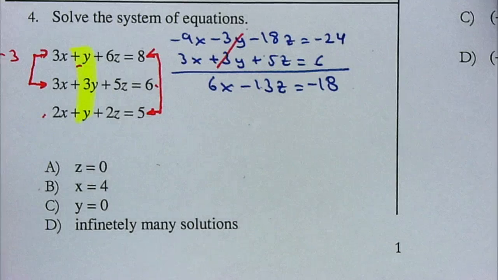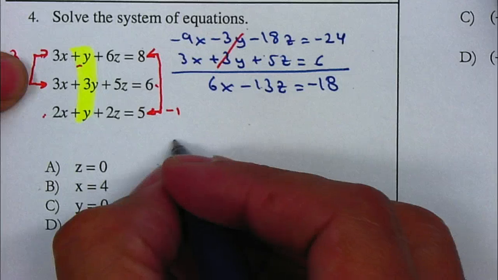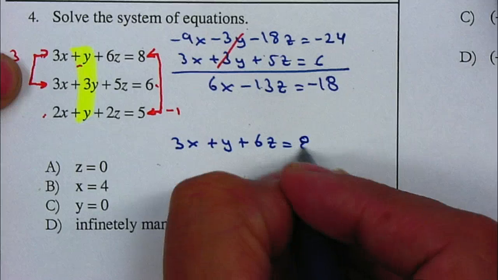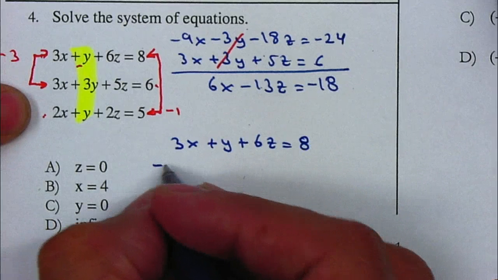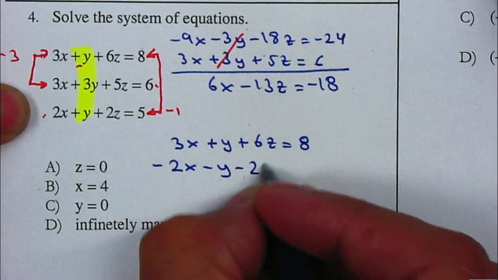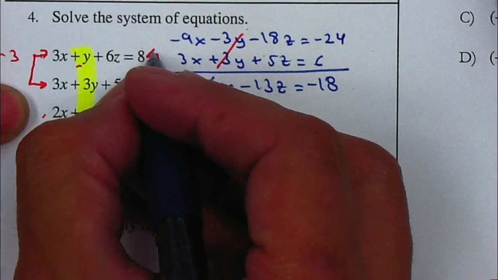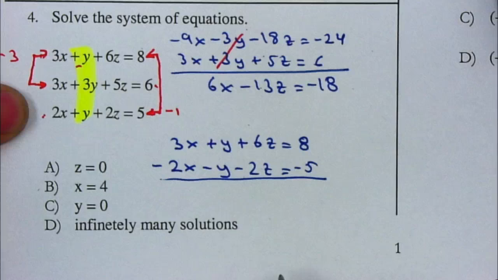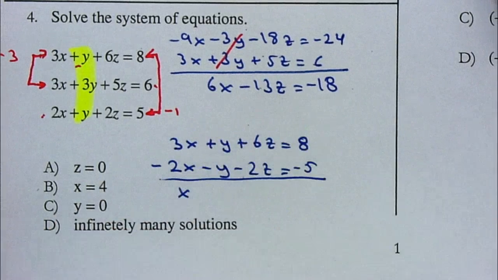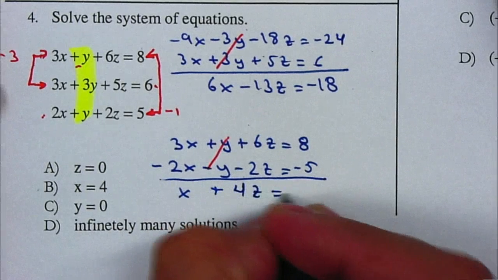I want to cancel the y, so therefore I'm going to multiply the last equation by -1. The first one stays the same, 3x plus y plus 6z is equal to 8. The last one will be multiplied by -1, -2x minus y minus 2z is equal to -5. Remember, if you wanted to multiply the first one by -1, you'll end up with the same answer as long as you're doing it correctly. That gives me an x. The y's cancel just like we wanted to, plus 4z is equal to 3.